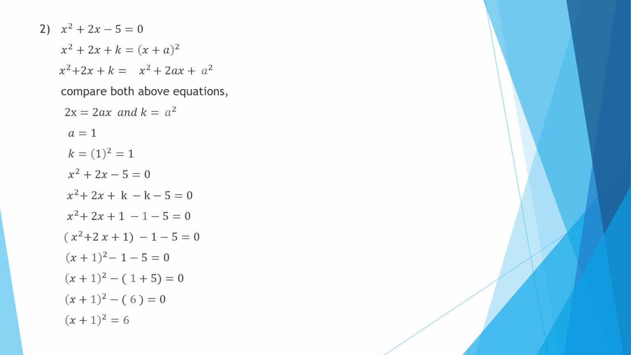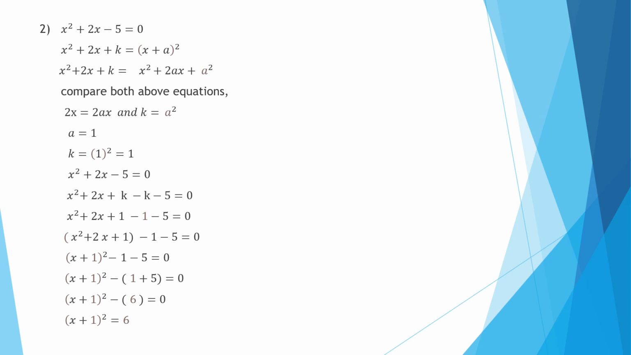Then we write the equation x square plus 2x minus 5 is equal to 0. Then in this completing square method, we add one term, that is k, and minus that one term, means here we write plus k and minus k. So in this equation we add plus k and minus k. The equation becomes x square plus 2x plus k minus k minus 5 is equal to 0.